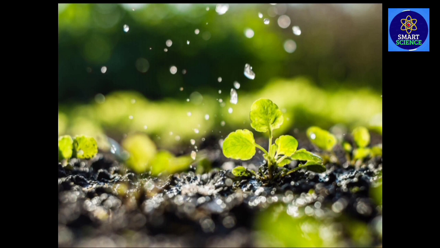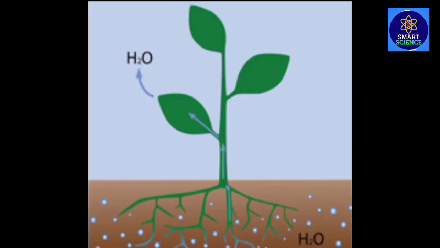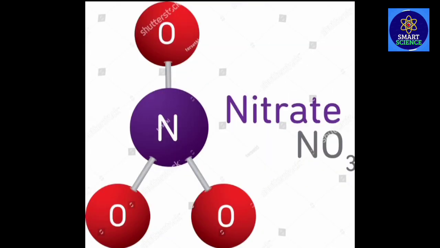Lastly, the water. It is one of the reactants in photosynthesis. It provides the hydrogen needed to form glucose. Minerals such as compounds of nitrogen are also needed in this process.